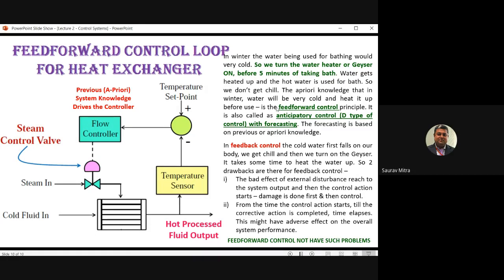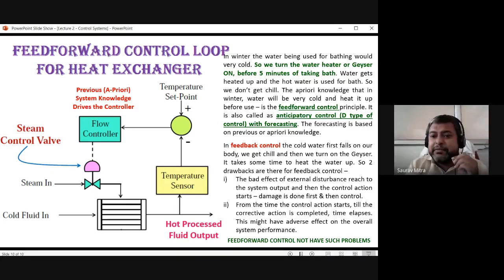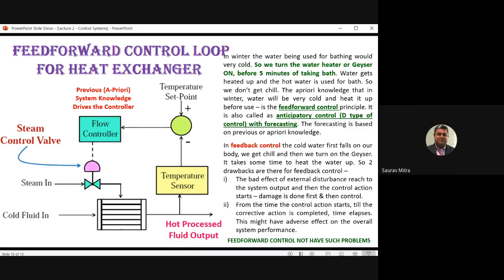It is also called anticipatory control. Why anticipatory? Because we know that water is going to be cold. We are anticipating it, so we are heating it up before use. So this is anticipatory control, or D-type control. If you don't know D-type, it is called derivative type of control, and this is with forecasting. A priori knowledge. Feed forward control is using forecasting. What is the forecasting? Brother, the water will be cold, heat the water and then use it. This is what is called feed forward control. Very smart kind of control. The forecasting is based on the previous knowledge.